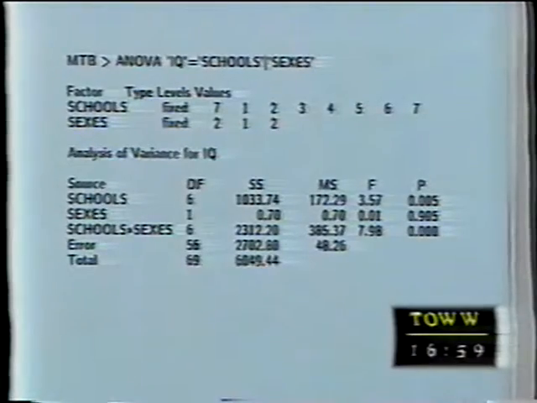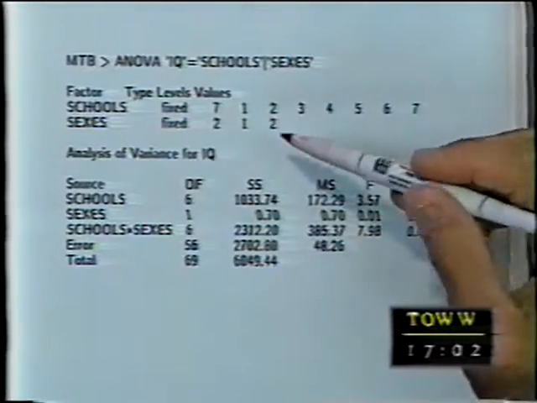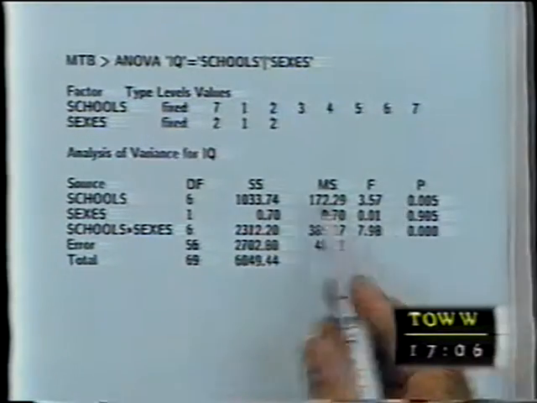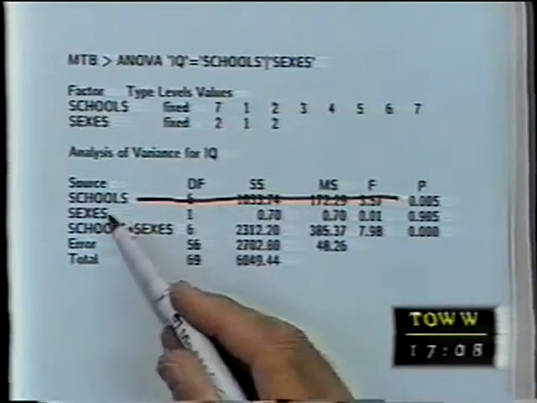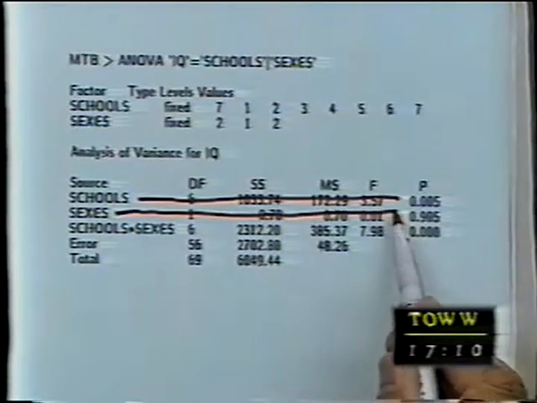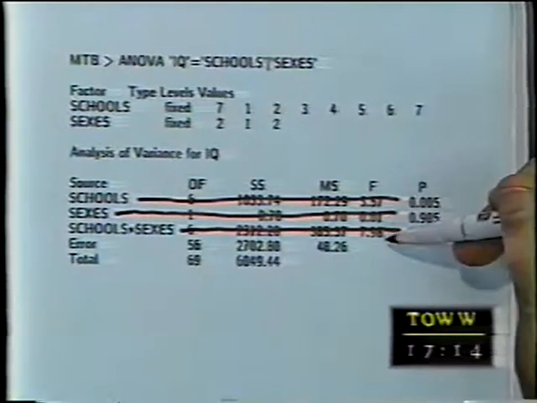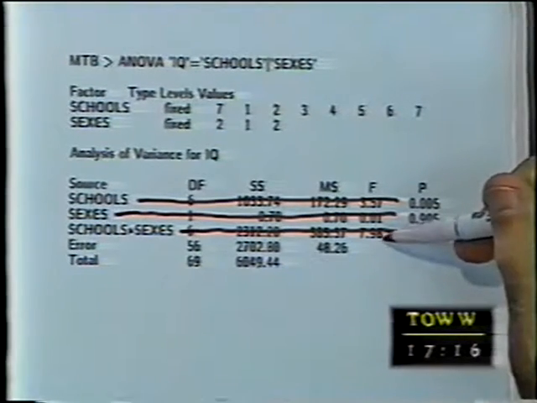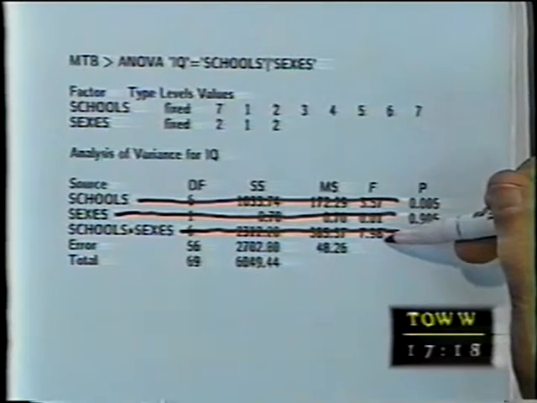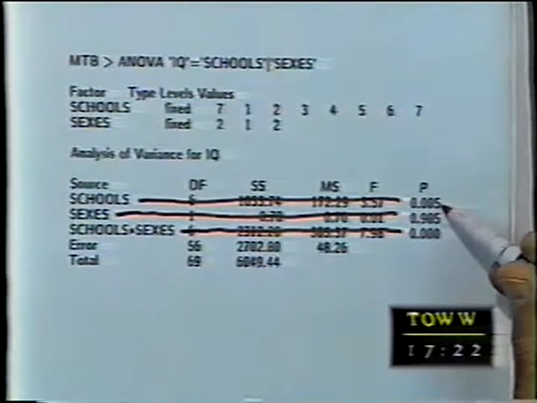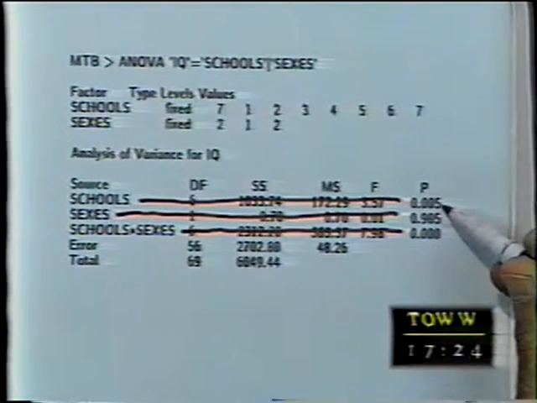Now let's do the analysis of variance with this data. We're again only interested in the p-values. This is the p-value for schools. This is the p-value for sexes. This is the p-value for the interaction. Notice that the ratio before was 9, now it's only 7 or 8. Things have changed. And now we have a very small p-value for schools.